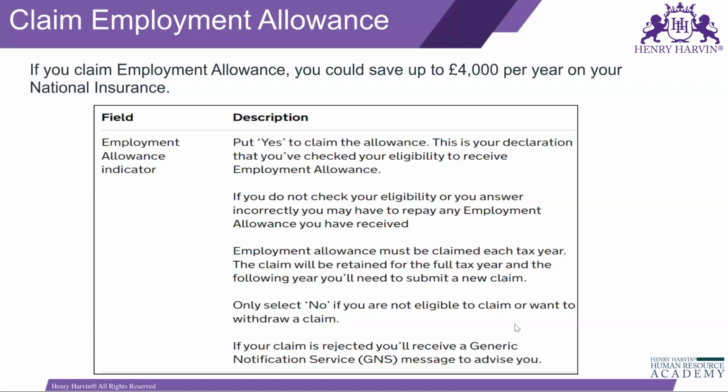Only select no if you're not eligible to claim or want to withdraw a claim. If your claim is rejected, you'll receive a generic notification message to advise you. Withdraw claim means you have ticked that option, yes, by mistake, and now you want to withdraw that. Maybe you have understood what employment allowance is.